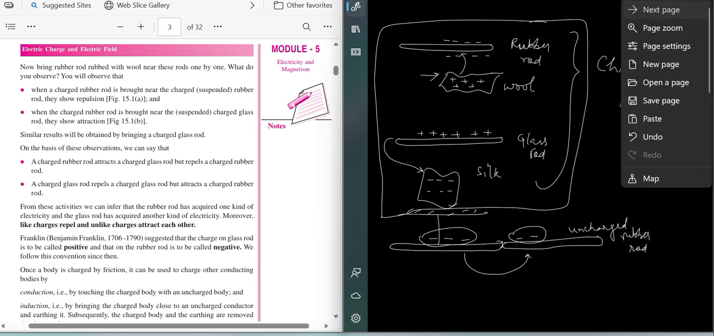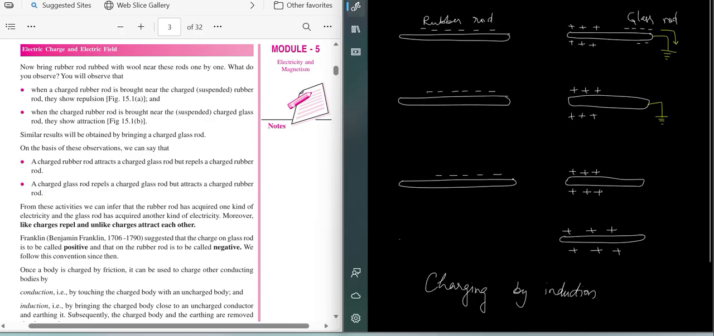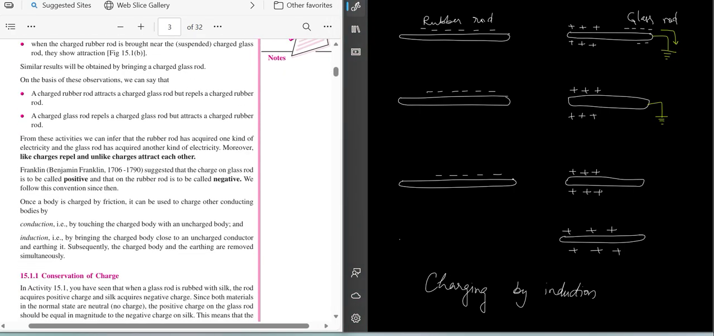Whereas in charging by induction, first, opposite charge develops. If it is a negatively charged rubber rod, it is charging the glass rod with positive charge and vice versa. And secondly, there is no reduction of charge on the initial rod. Okay. So two things are happening. Opposite charge is developed and the magnitude of the original charge on the original rod is not reduced. This is charging by induction. That's what is mentioned in brief in this textbook.